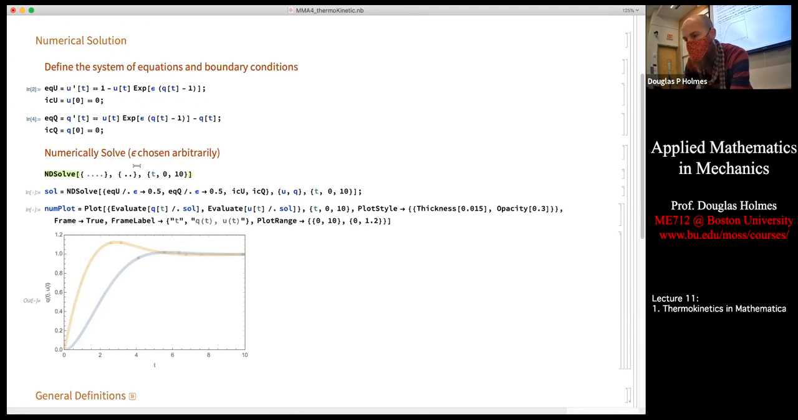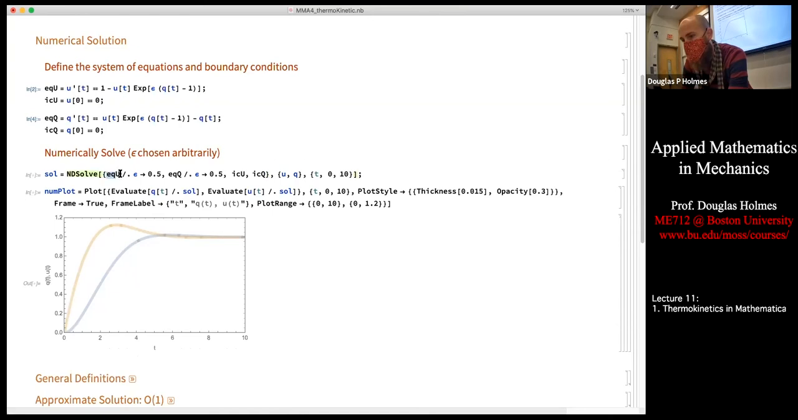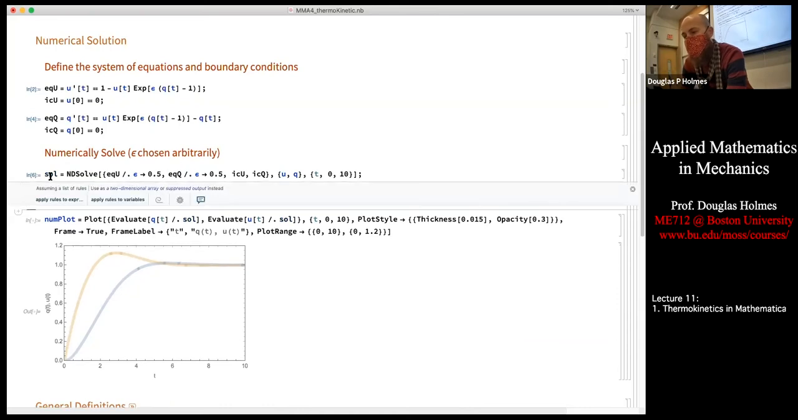So here I have NDSolve of equation U. I picked epsilon to be about 0.5 just to kind of highlight the nonlinearity here. So for both EQU and EQQ, I send it, replace epsilon with 0.5. I give it the other 2 initial conditions. I tell it to solve for U and Q for t from 0 to 10.